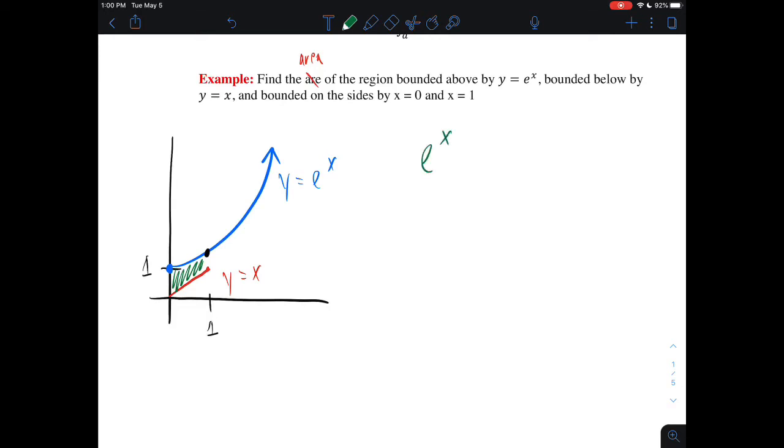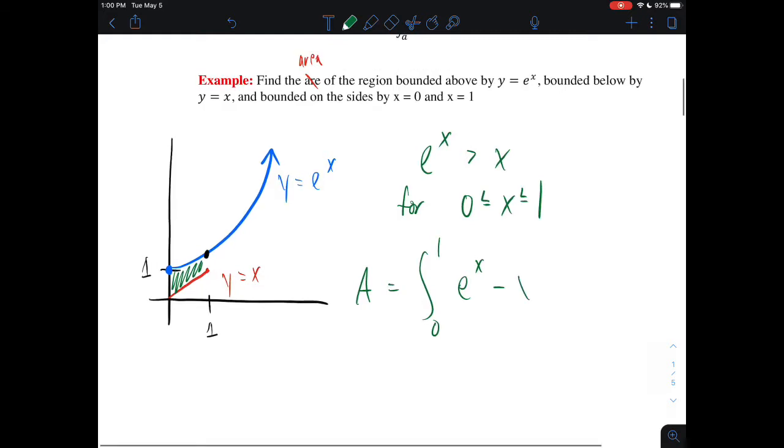So e to the x is greater than x for all values of x between 0 and 1, which means by our definition, this area that we are looking for will just be the integral from 0 to 1 of the top function, e to the x, minus the bottom function, which is just x, and then we are integrating with respect to x.